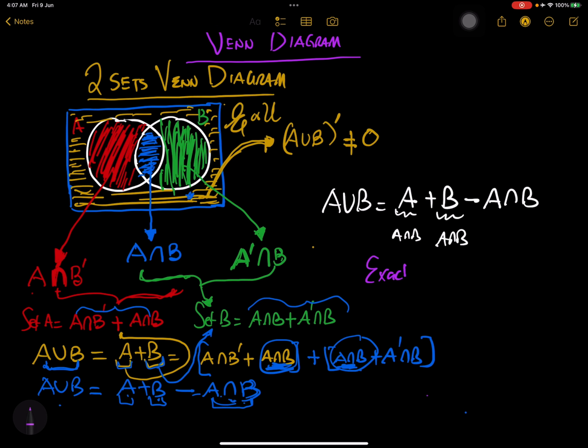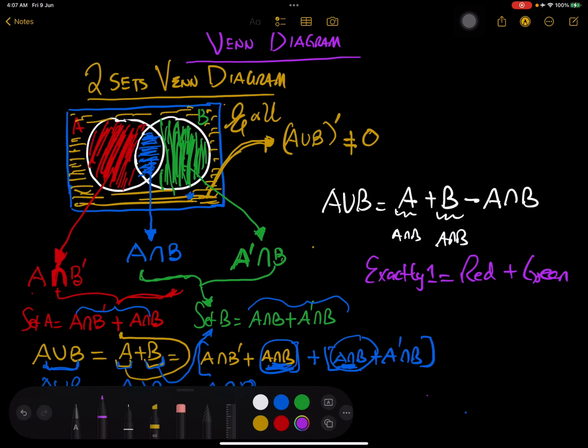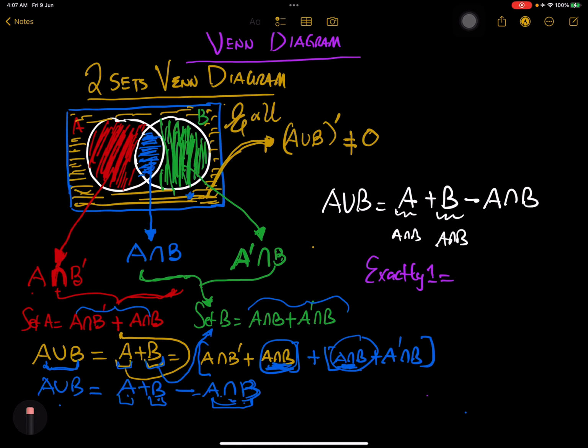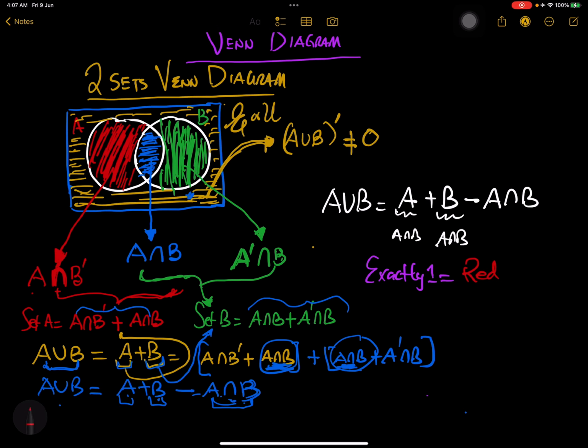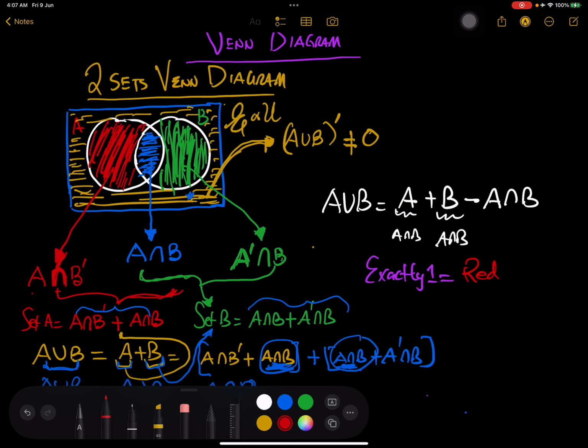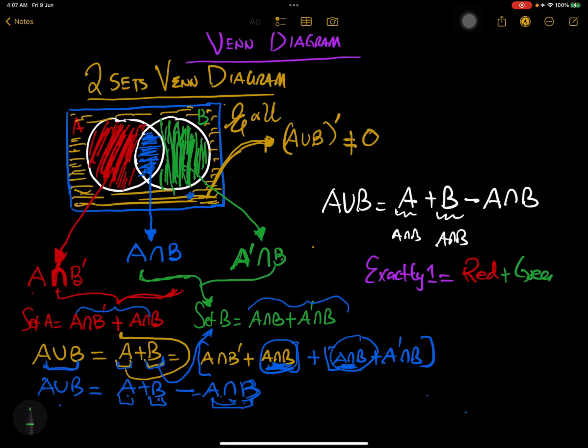We say exactly one. We can see that this side here, the red color, exactly one is the red plus the what? The green. Let me use the colors. It is the red plus the green. That is exactly one. They give you exactly one because this region, the red region, is only one thing happening there, and the green region is only one thing happening. When you bring them together, it is exactly one.